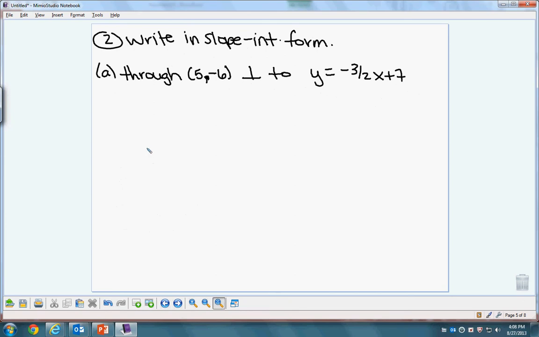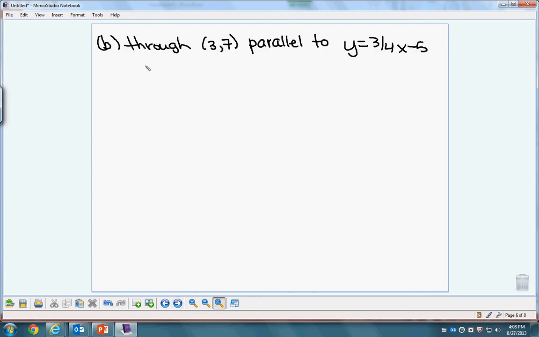This time, these get a lot harder. I'm actually going to skip to letter B first. We want to write them in slope-intercept form, but letter B is a little bit easier, so let's do this one first. Again, slope-intercept form is y equals mx plus b. Did they give us m? Technically, no. They told us it goes through the ordered pair 3, 7, and it's parallel to y equals 3/4 x minus 5. Well, what do we know about parallel lines?